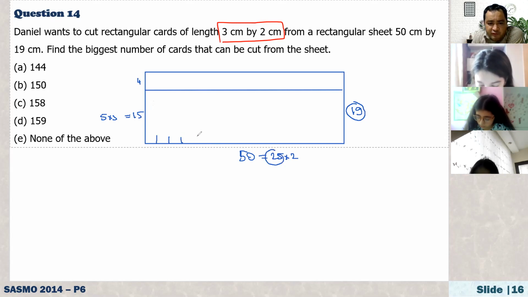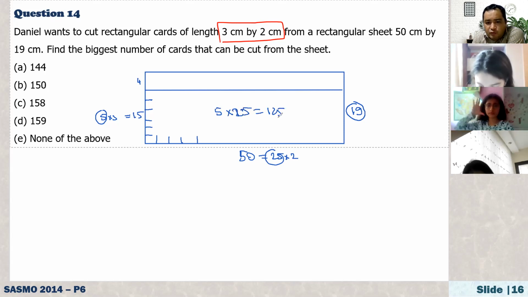1, 2, 3, 4. How about the width? I can cut 5, because in 15 we have 5 threes. This is 1, 2, 3, 4, 5. So altogether, how many? Here we have 5 times 25, which is 125. From this part, I can cut 125 such rectangular cards.